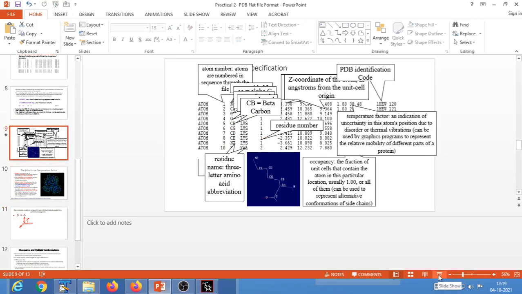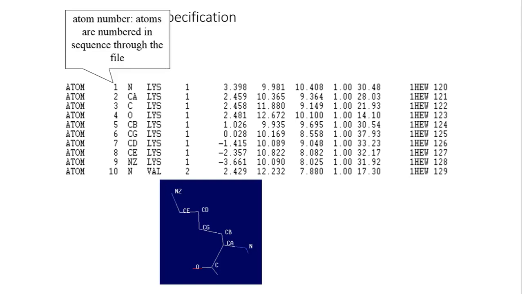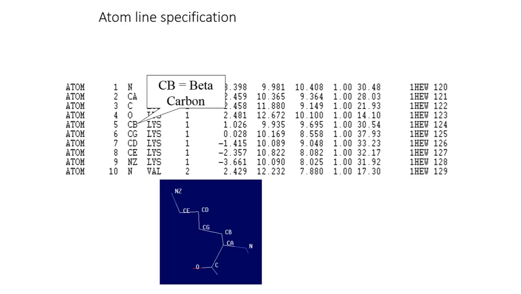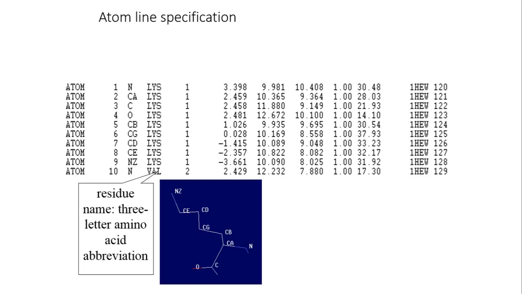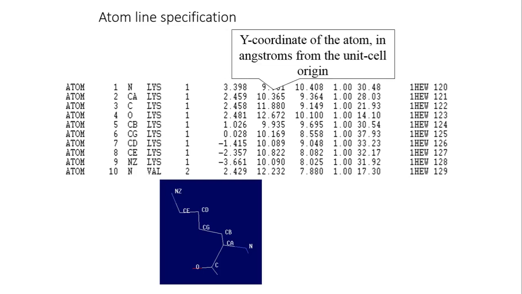protein PowerPoint presentation. So this is what it is. In a nutshell, this is what we have discussed. So this is the atom number. These are the names of the atoms: C alpha carbon atom, C beta carbon atom, and so on and so forth. This column corresponds to the residue name, in 3-letter amino acid abbreviation. This is the residue number. This is the x coordinate, this is the y coordinate, and this is the z coordinate.